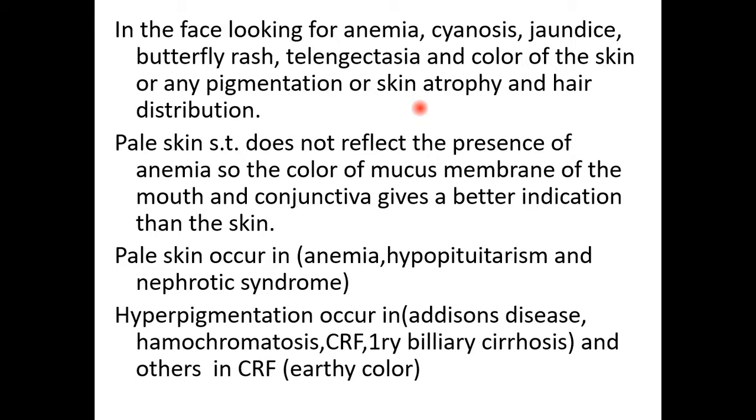Pale skin sometimes does not reflect the presence of anemia, so the color of the mucous membrane of the mouth and conjunctiva gives a better indication than the skin. Of course, pale skin we see in anemia, when there is reduced hemoglobin, in patients with hypopituitarism when there is pituitary failure, or in patients with nephrotic syndrome.